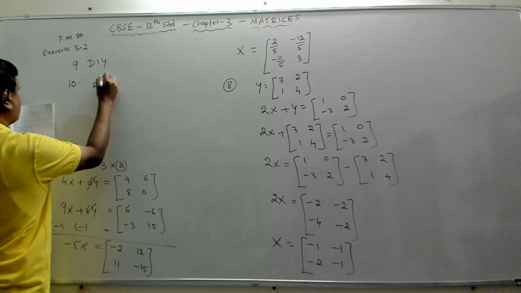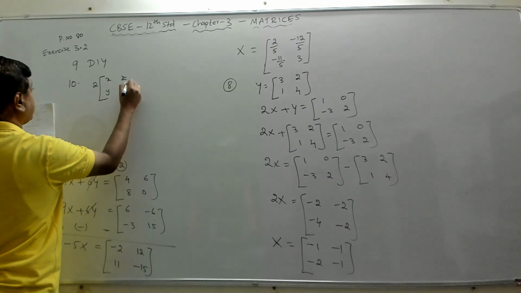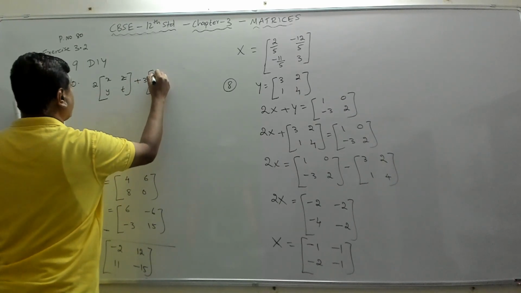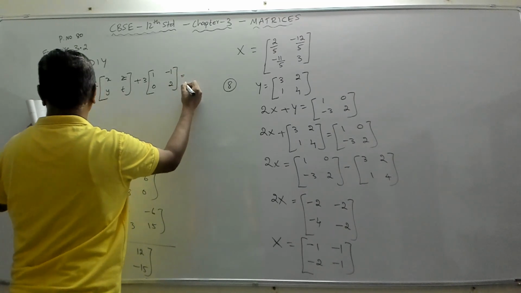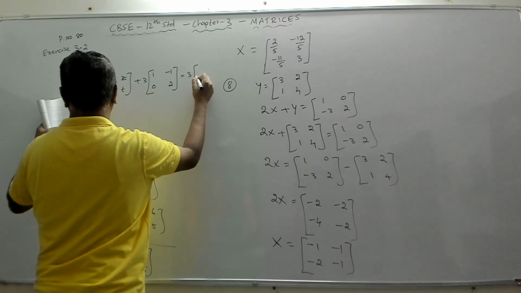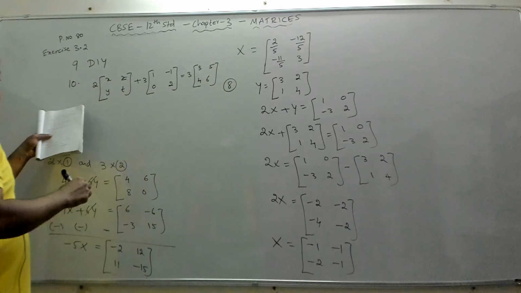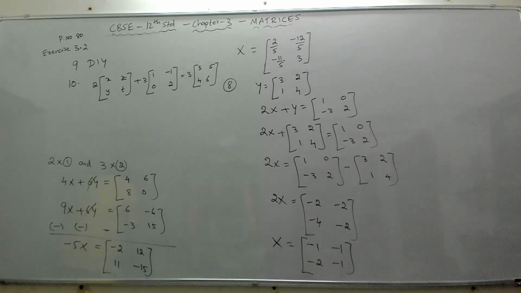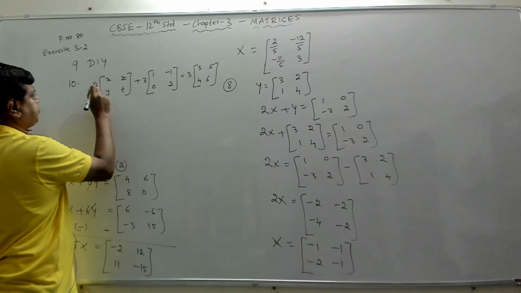So the 10th one is 2 of x, z, y and t plus 3 of 1 minus 1, 0, 2 equal to 3 of 3, 5, 4, 6. This is the question, right? Now we should find the value of x, y, z and t. Now how do we do this? So we can multiply this 2 with everything.